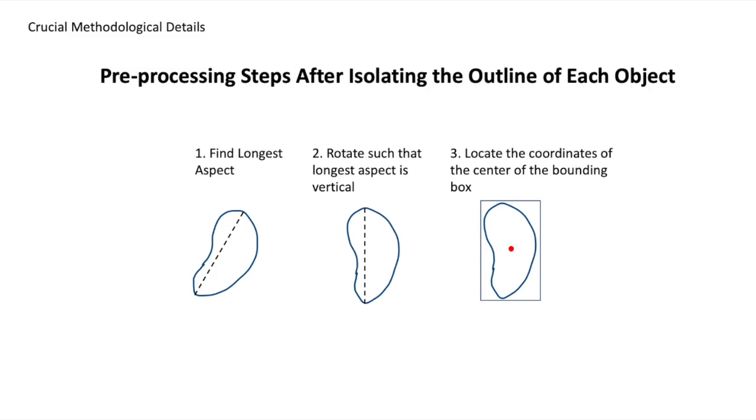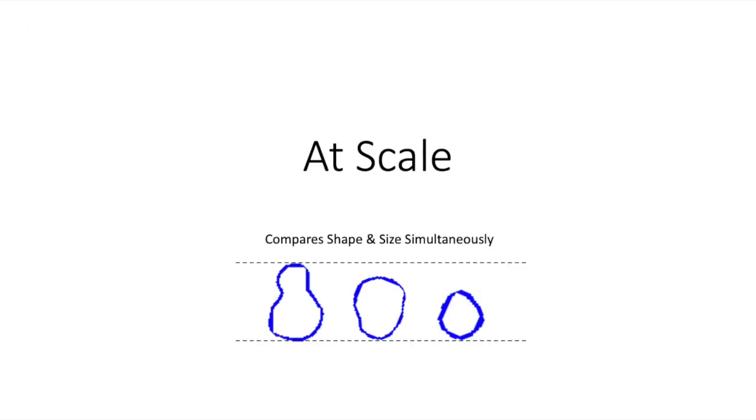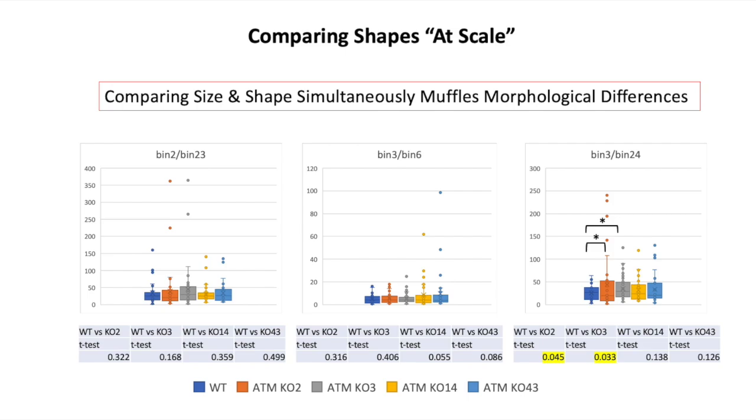So let's now talk about what we found. First, we measured these shapes at scale, meaning we measured them at their original size and shape. What this does is it compares size and shape at the same time. And when you do that, we find that the data is very noisy, just as the authors had found when they measured area, and that there was no difference in these groups, in 2 of the 3 indices.